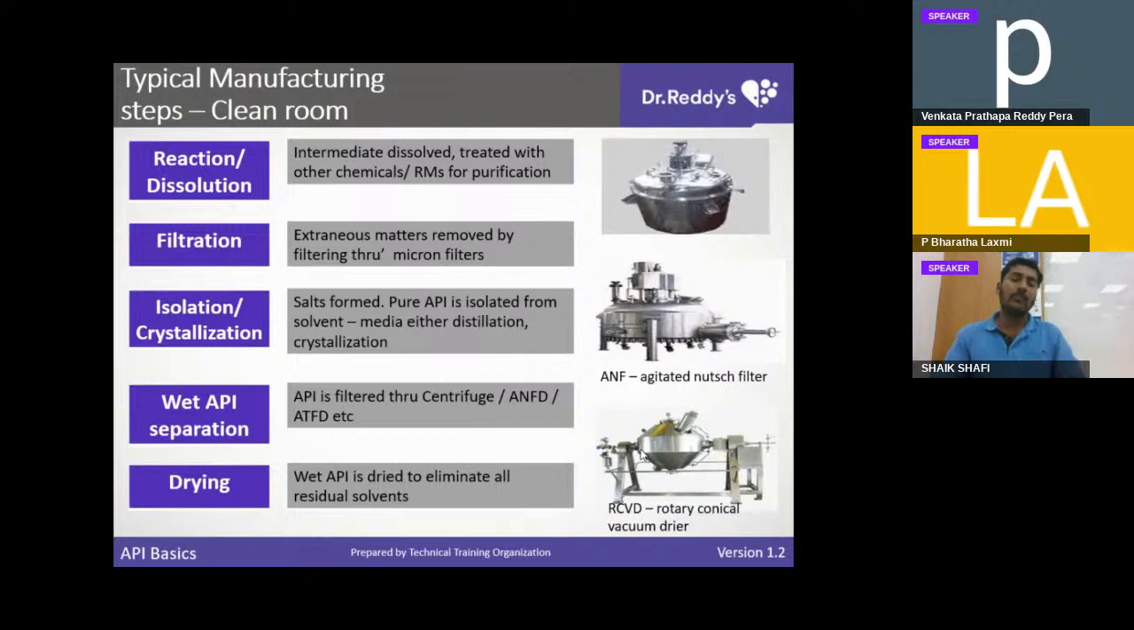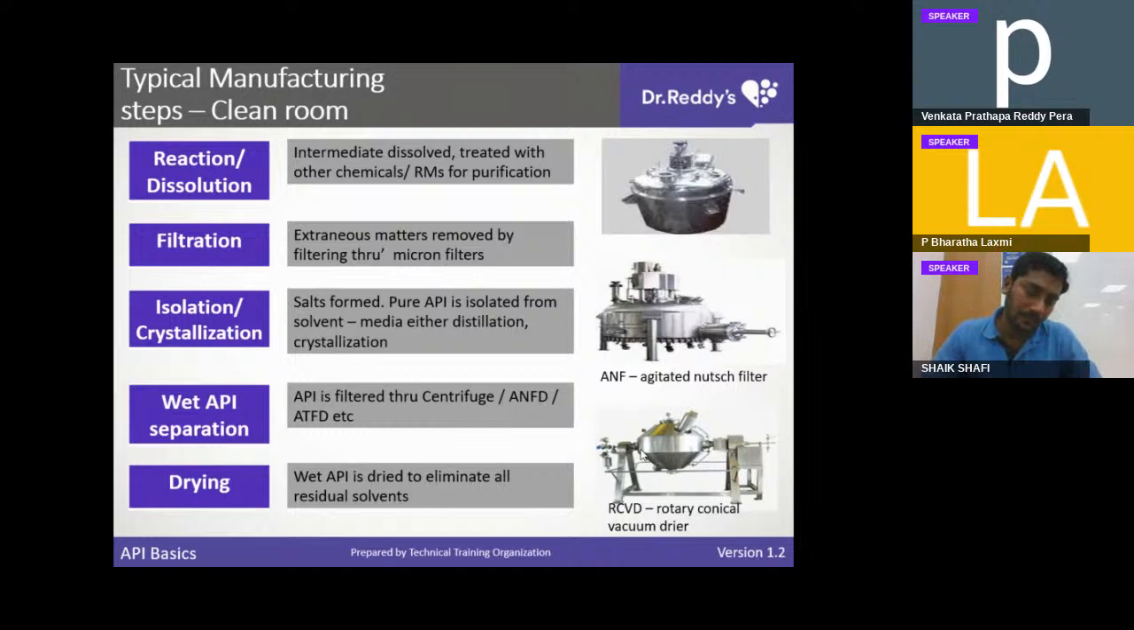Coming to the clean room, we take our intermediate and dissolve it in a reactor, then transfer this reaction mixture into the clean room through a filtration process. Then we do isolation again in the clean room, then separation and drying. This is the same process as in the intermediate stage, but it's a classified area.